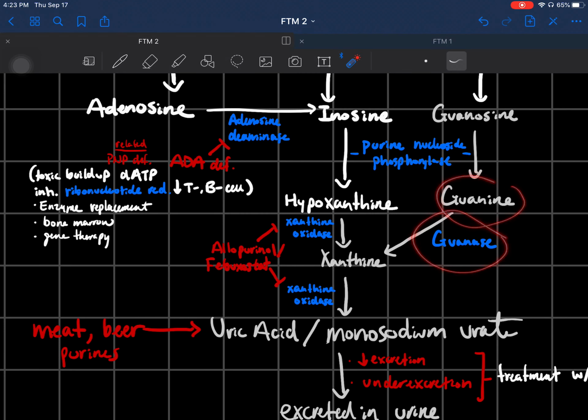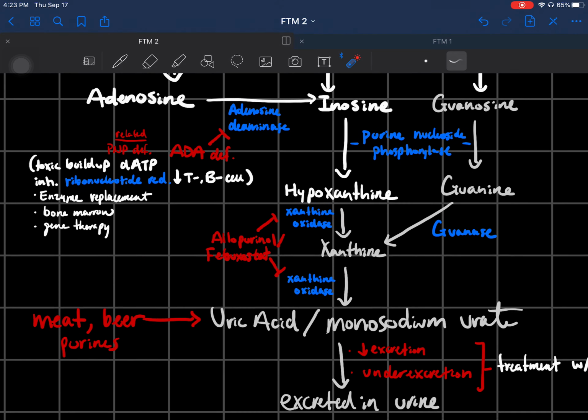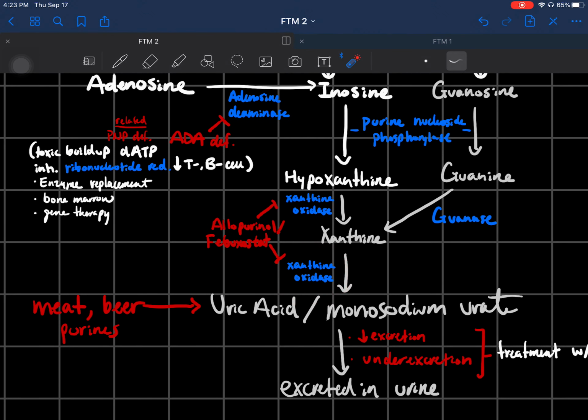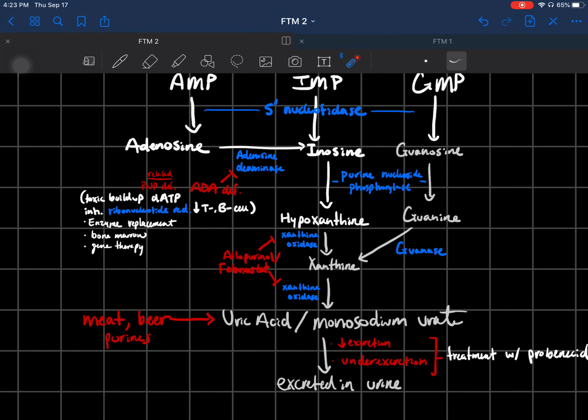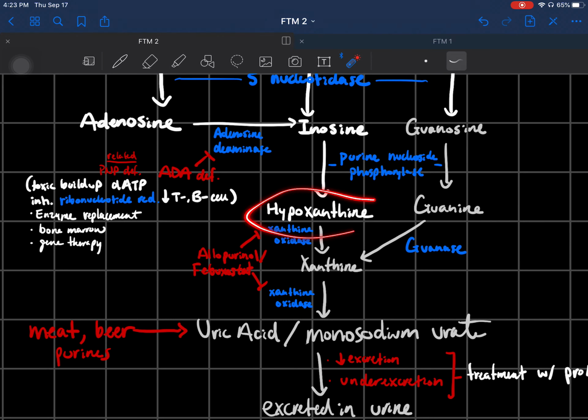And then guanine is going to go through a reaction with guanase, and then hypoxanthine is going to go through an oxidation reaction to turn into xanthine. Okay, and then xanthine is going to use the exact same enzyme once again to turn into uric acid, or your monosodium urate. Okay. And if we're just going to talk about the inhibitors real quick, allopurinol is going to be an irreversible inhibitor of xanthine oxidase. So you're going to basically not allow any uric acid formation.